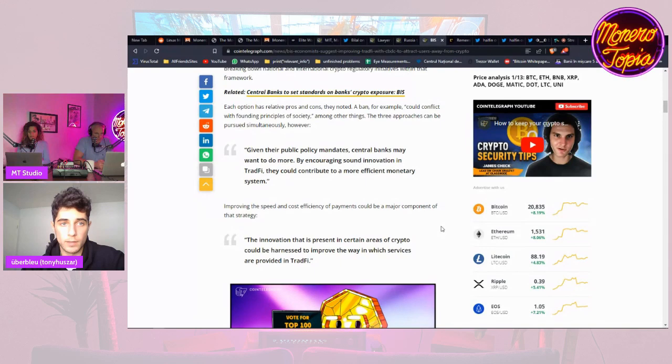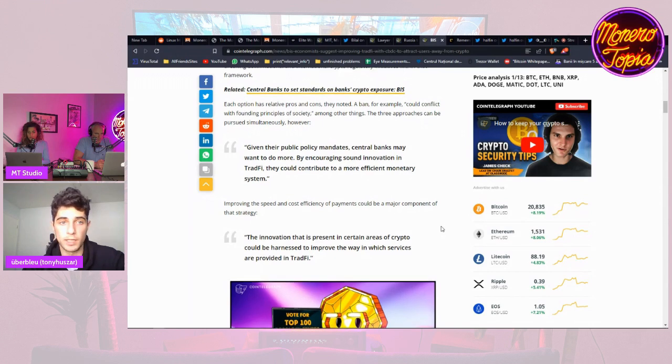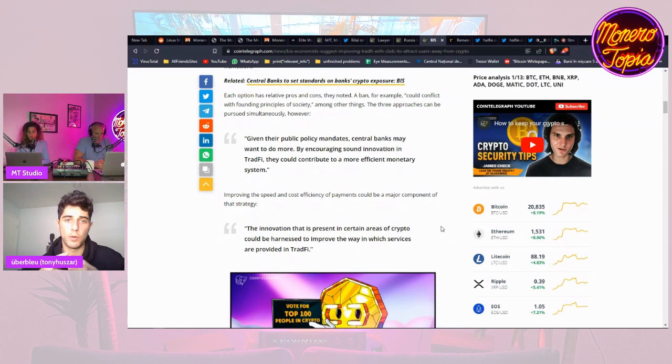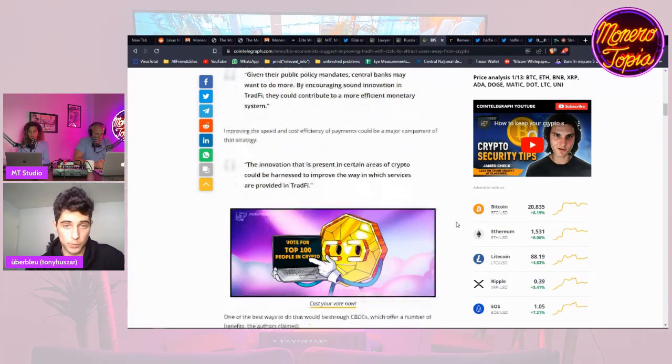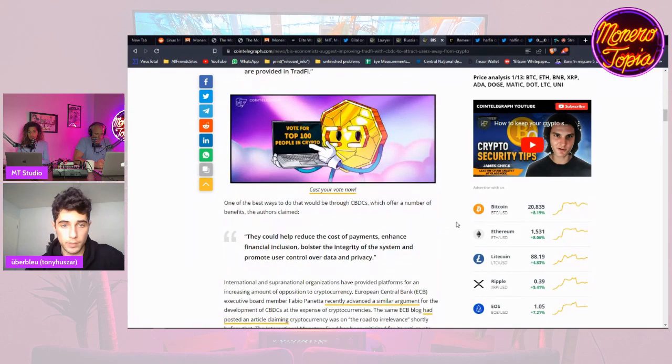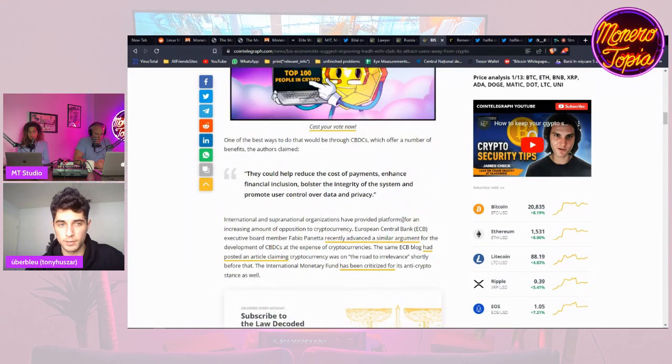And then each option has relative pros and cons. They noted a ban, for example, could conflict with founding principles of society, among other things. The three approaches can be pursued simultaneously, however. Essentially, for CBDC to be better than crypto, or to sway people away, it needs to improve the speed and the cost efficiency. It needs to be easy to use. And then I think they also mentioned privacy, yes.